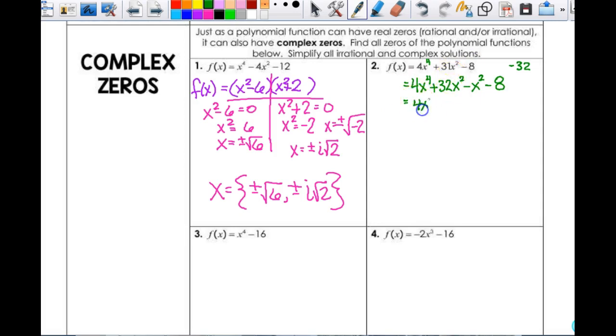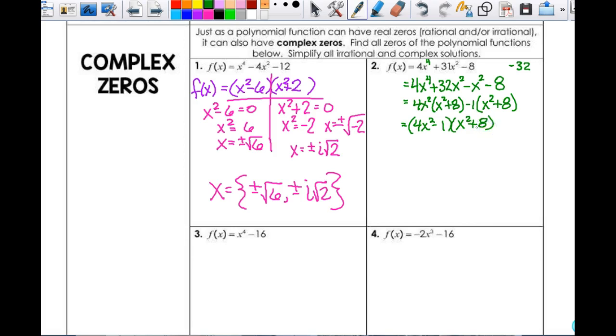Then I would factor out of these first 2. I'm going to get 4x squared. That leaves me with x squared plus 8. Out of these 2, I'm going to factor out a negative. That leaves me with x squared plus 8. And then this is going to give me 4x squared minus 1 times x squared plus 8.